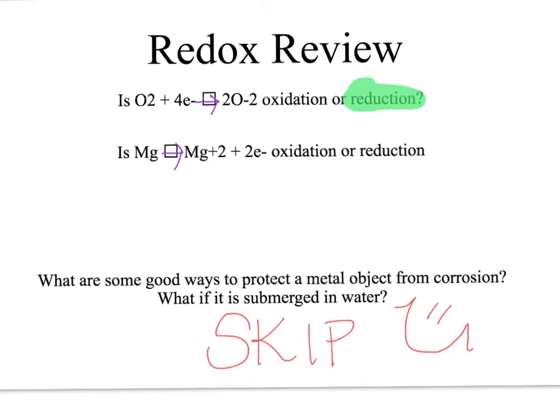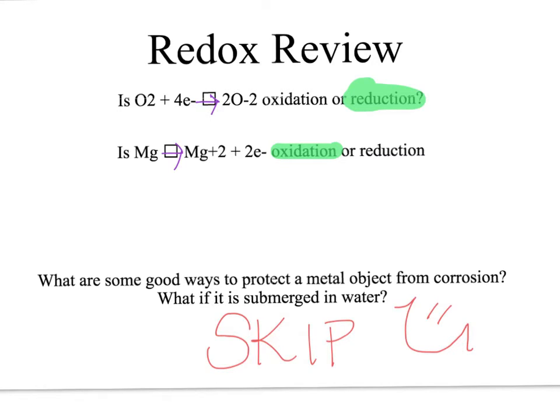In this one, it says, is magnesium going to magnesium 2+ plus 2 electrons oxidation or reduction? Because the electrons are on the product side, it means they went away, they got lost, and so this would be oxidation. Plus, if you look at your oxidation number, you went from a 0 to a +2, so you would know that that's oxidation.